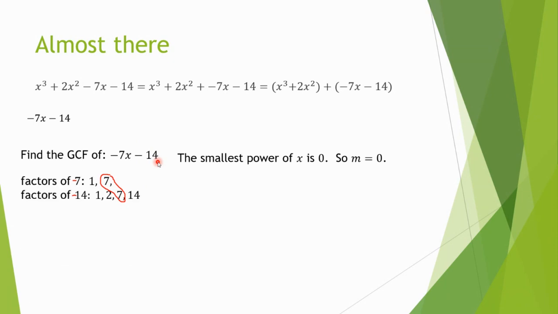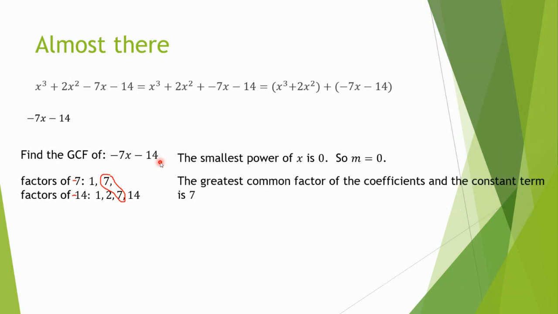And this is where that red line comes into play. We want the factors then of minus 7 and minus 14. And I just listed them. It's really the same as 7 and 14. But you can see that 7 itself is the biggest common factor. So the GCF of negative 7x minus 14 is going to be just 7.